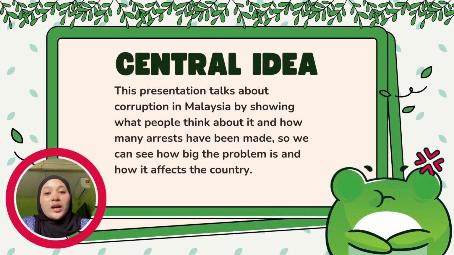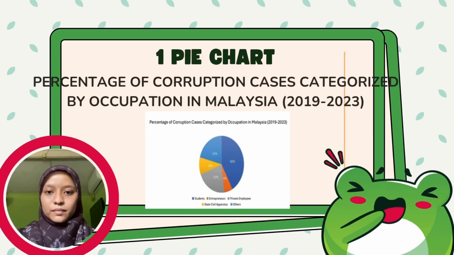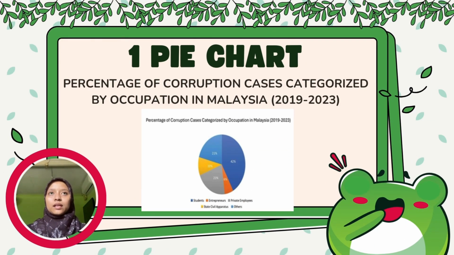So, the central idea of this presentation is that it talks about corruption in Malaysia by showing what people think about it and how many arrests have been made, so we can see how big the problem is and how it affects the country. Next, I will explain about the pie chart. In the pie chart, the first is the most affected group, which is students.